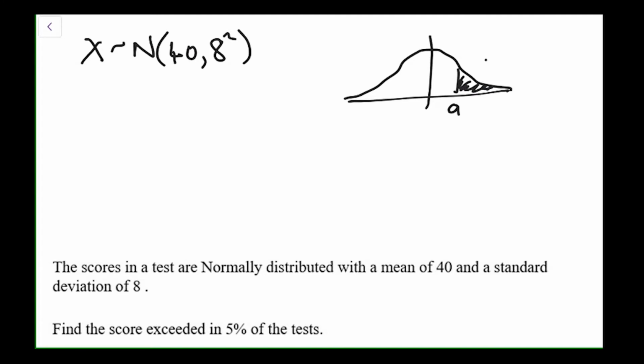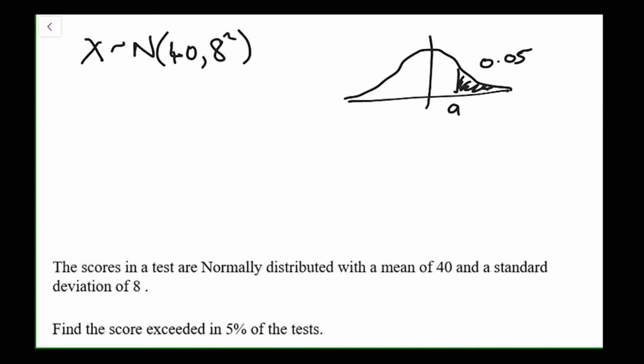The question asks us to find a value that is exceeded by 5%. So on a diagram, this is the position of the value that we're looking for. Straight away, I can deduce that I'm looking for an answer that's going to be greater than 40, and I can roughly approximate how far away from 40 it should be. I would suggest it will be a couple of standard deviations above 40. So we're looking for something around 55, 56. Okay, so with that in my head, let's actually process this calculation.